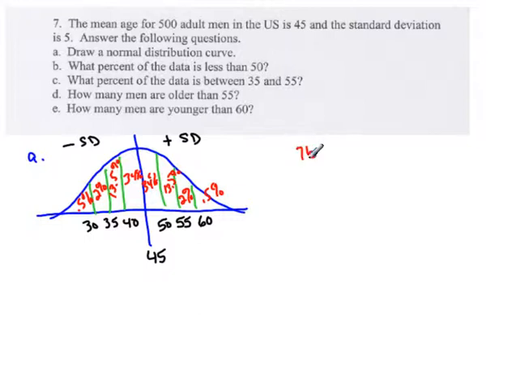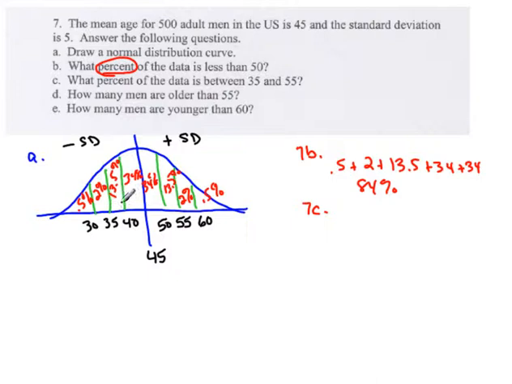So part B. What percent? So now that I know the percentages, all I have to do is add those up. So what percent of the data is less than 50? So I found 50, and I want to add up all these percentages that are less than 50. And that would be 0.5 plus 2 plus 13.5 plus 34 plus 34. And when you do that, you get 84%. It asked me for a percent. I have a percent as an answer. I'm done.